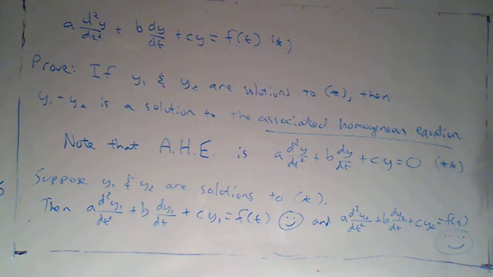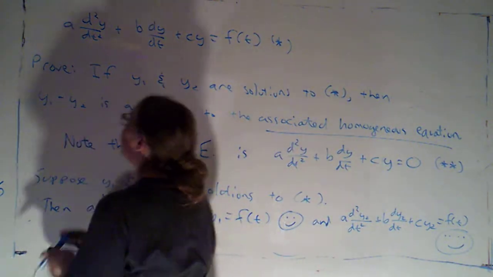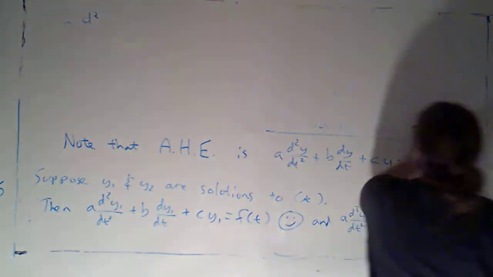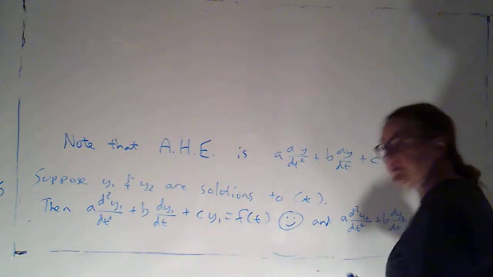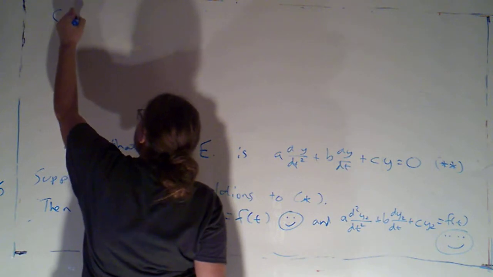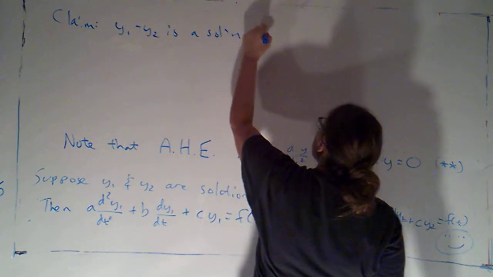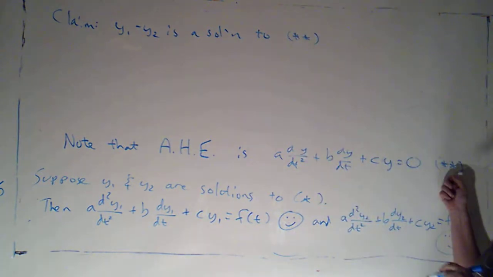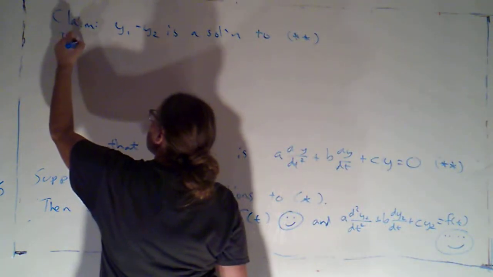Okay. So we've spelled out what our supposition means. So our task is to prove the then part. I find it helpful to just write out that that's my claim. It's not absolutely necessary to do that, but I find it helpful because that really gives me a goal to work towards in my proof. So I'm going to say claim: y1 minus y2 is a solution to, and it's a solution I'm claiming to the associated homogeneous, which I labeled as double star.